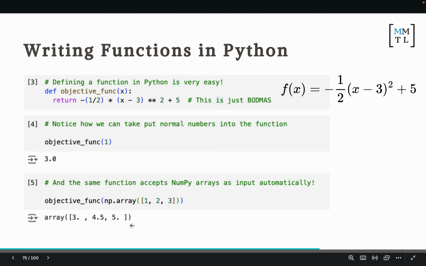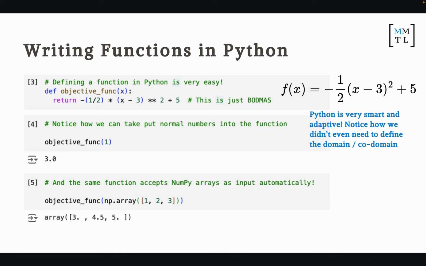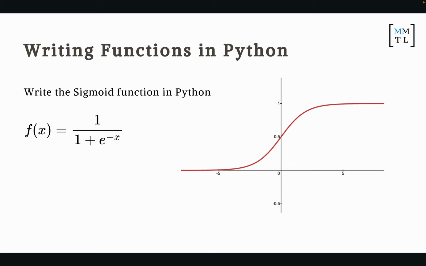So Python's very clever in that way. No need to define a domain or codomain, it will just automatically treat it. So that's why, again, it's probably more NumPy being helpful than Python. But yeah, let's have a go writing a sigmoid function in Python.